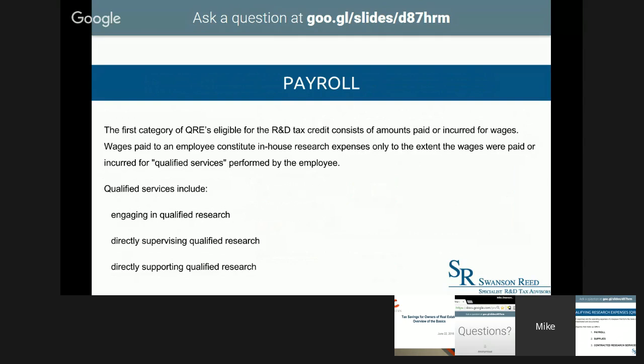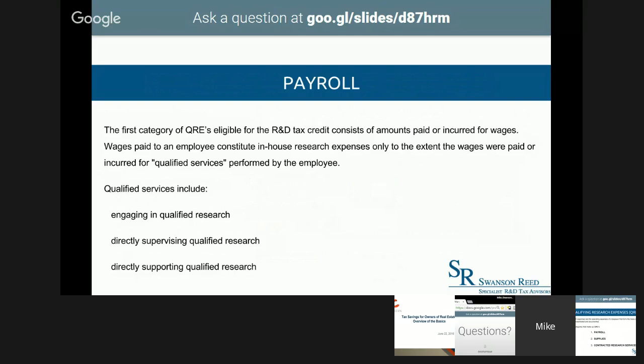This is payroll for bona fide employees. In other words, employees who receive W-2 forms from you, not from temporary help or contracted people. We can count the payroll of employees engaged in R&D who are involved in the direct R&D on the actual line. They're actually doing hands-on work with the R&D.